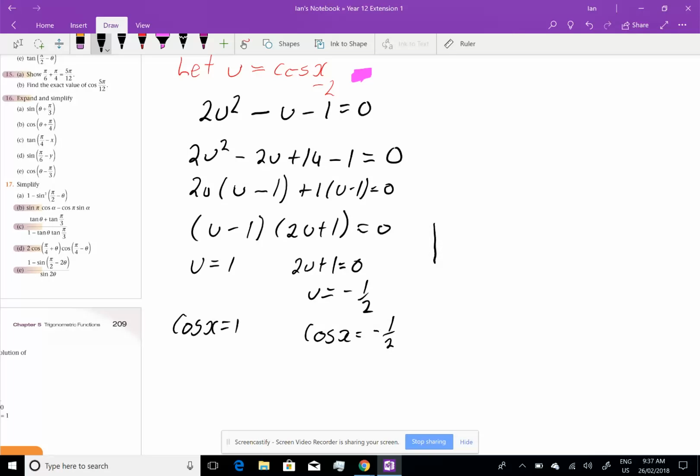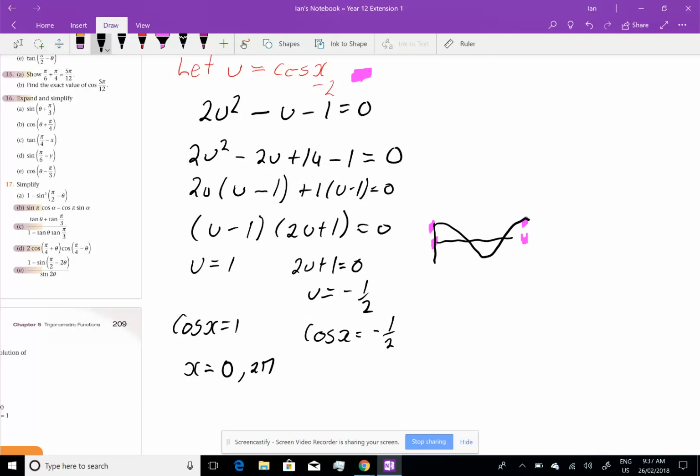Now we know cos looks like that. So finding cos x equals 1 is pretty easy. We just get x equals 0, this point here, and we get this point here, which is 2 pi. So x is 0 or 2 pi.